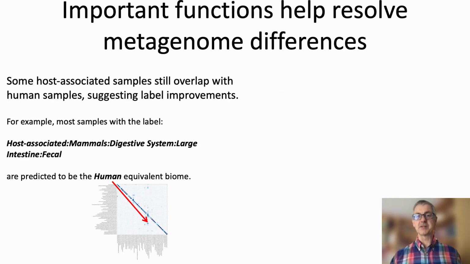We now have some evidence that important functions can help resolve metagenome differences. We still see overlap between host-associated samples and some human samples. We think this is suggesting label improvements, and some direct evidence for this is coming from the model itself, where fecal microbiomes from mammals are most often predicted to be human, as seen in this confusion matrix off diagonal.